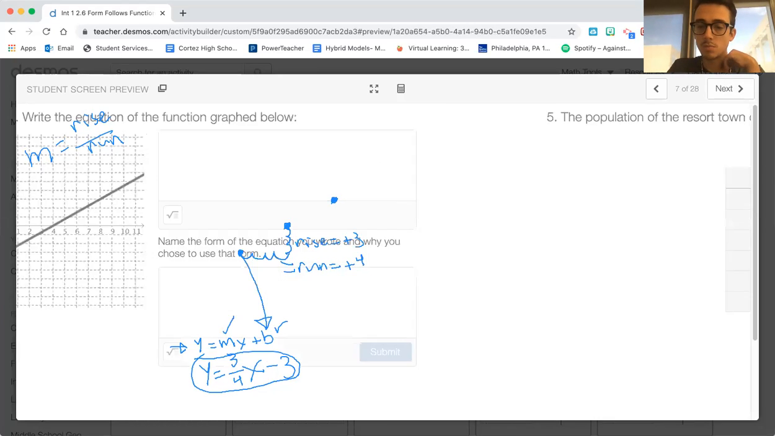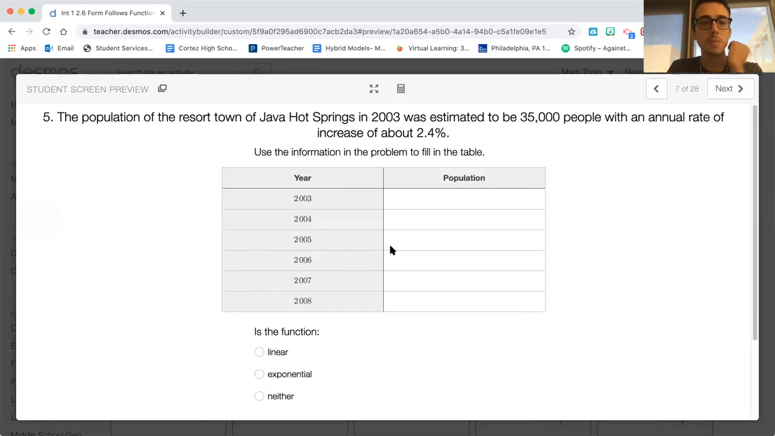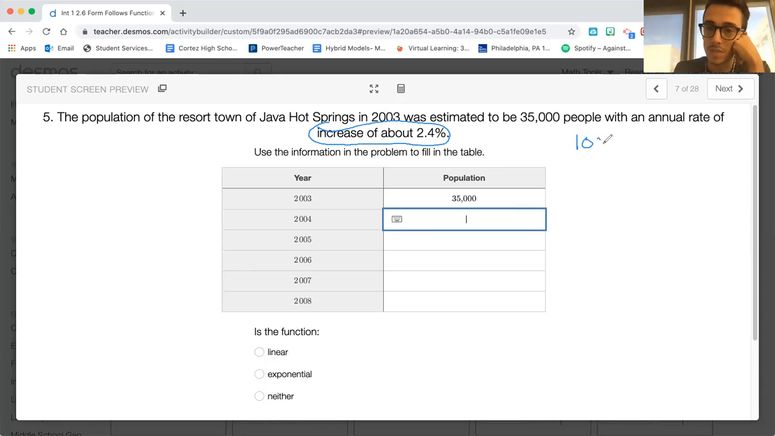Let's keep it going one more time. Population of the resort town of Java Springs in 2003 was estimated to be 35,000 people. I'm going to put that in right then and there, boom, with an annual rate of increase of about 2.4%. All right, so we're using the table to talk about how this increases. Well, I know that since this is an increase of 2.4%, it's as if I'm taking the normal 100% and I'm adding 2.4%.